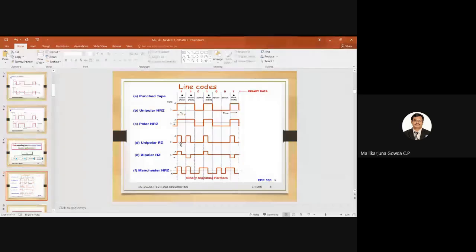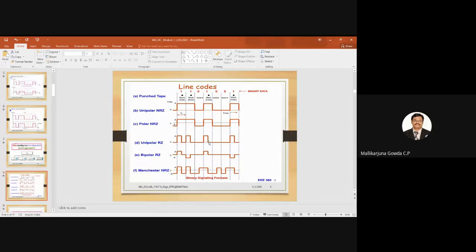Because I am representing in case of unipolar data 1 by plus 5 volts, right? So it will be plus 5 volts only for half of the bit duration. For the other half of the bit duration it comes back to 0 volts level. Next bit is also 1. That is why it will be plus 5 volts for half the bit duration. Again, for the other half, it comes back to 0. Next bit is 0. So it will be at the 0th level only.